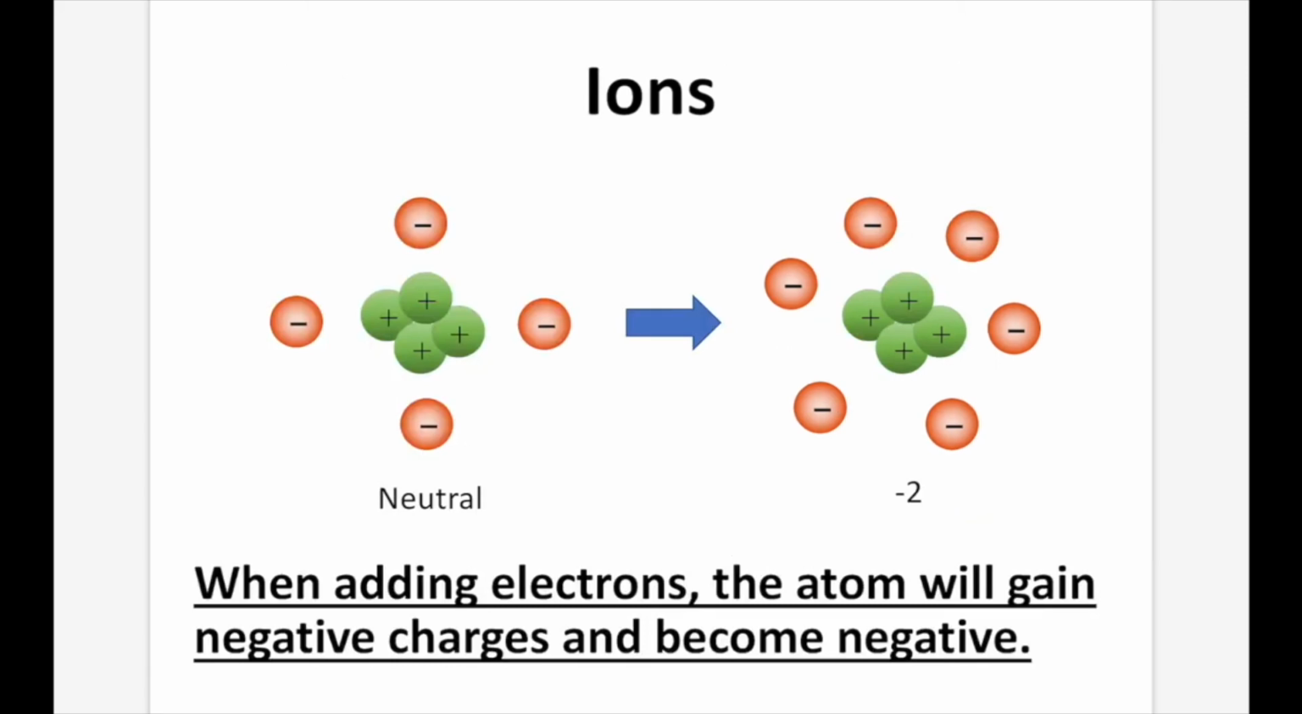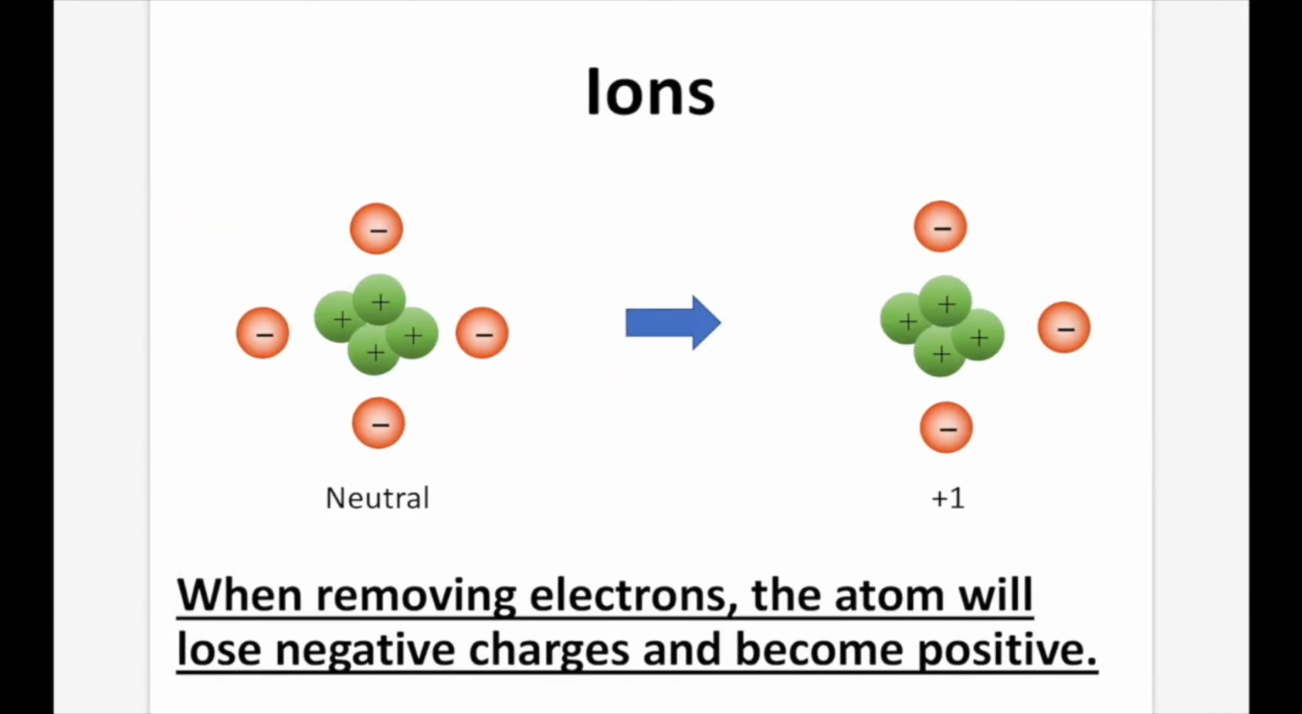Ions. When adding electrons, the atom will gain a negative charge and become negative. We are becoming more negative as we are adding negative charges. When removing electrons, the atom becomes less negative. It loses its negative charge and becomes positive. So in this case, we've lost 1 negative, and now our overall charge is plus 1.